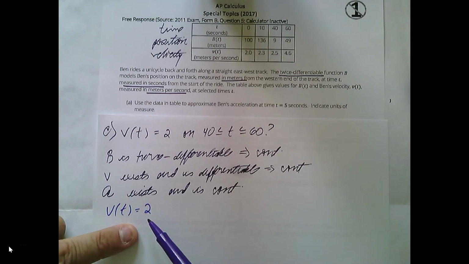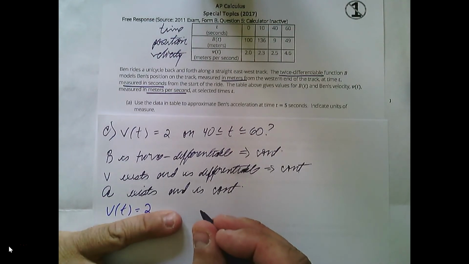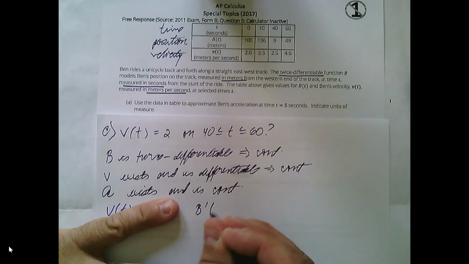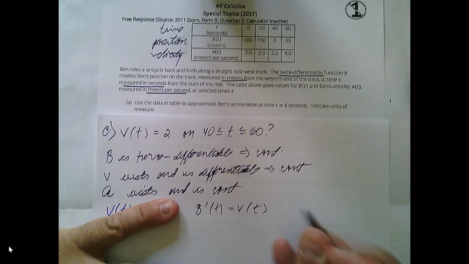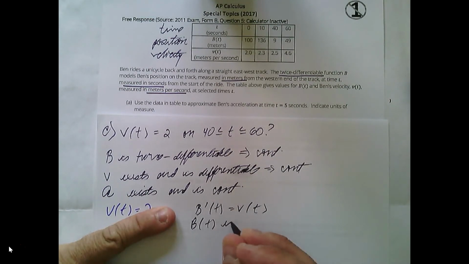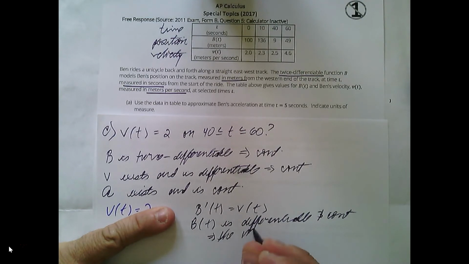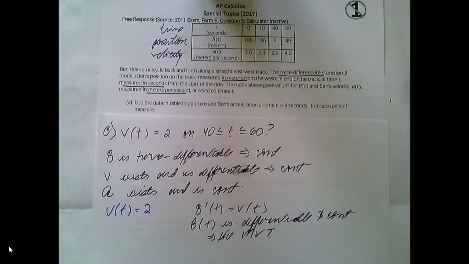Now, the mistake is some students are going to say, oh, well, that means that the velocity doesn't have to be equal to 2. No, that means that the IVT is not going to get you the answer. What else do you have? Well, I know that the derivative of position is velocity. I know that b of t is differentiable and continuous, which means that I also get to use the MVT.